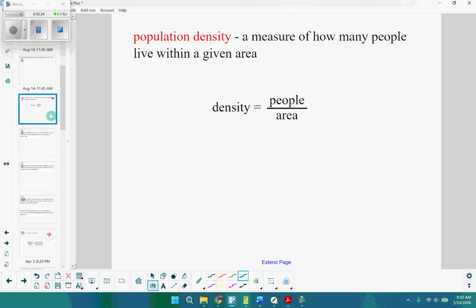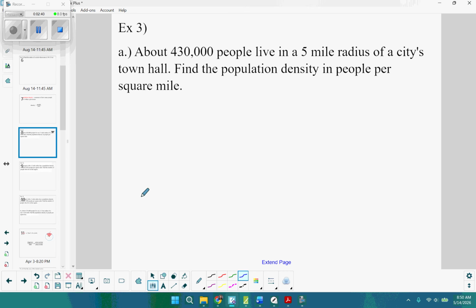So population density is a measure of how many people live within a given area. So the density will be the number of people divided by the area of that region. A lot of times they'll just give us a radius, and we'll have to compute the area to do the density. So for example 3a, we're told about 430,000 people live in a 5-mile radius of a city's town hall. Find the population density in people per square mile. So the density will be equal to the people, so that's 430,000, divided by the area, which would be pi r squared, or pi times 5 squared.